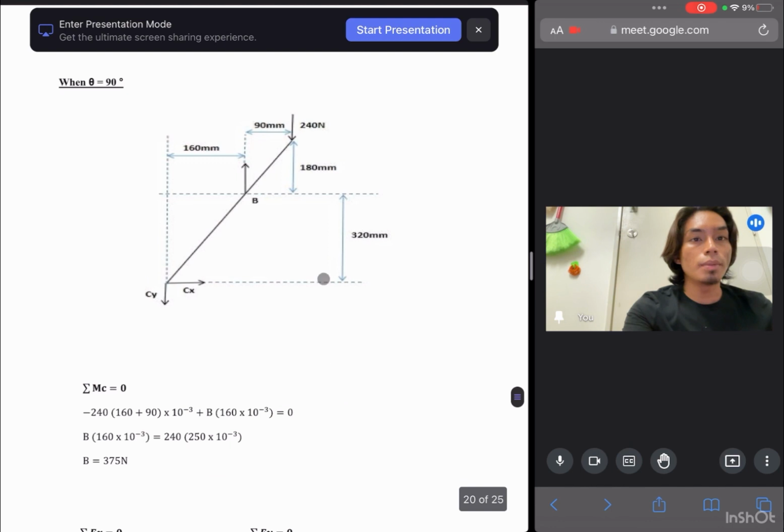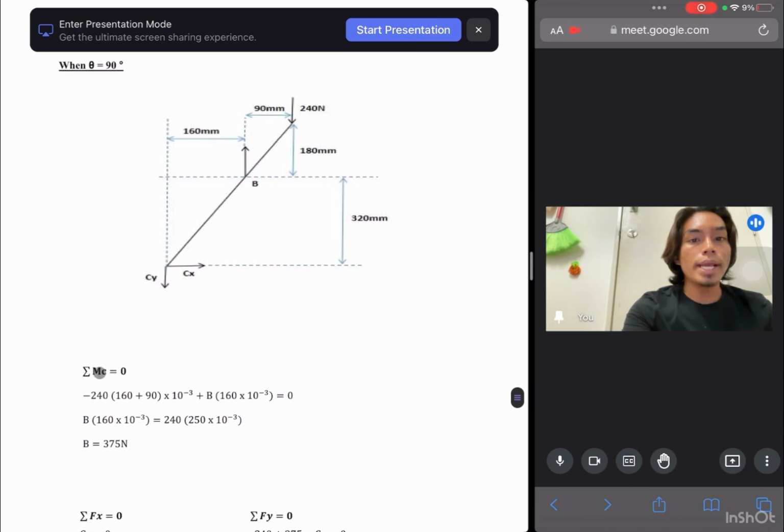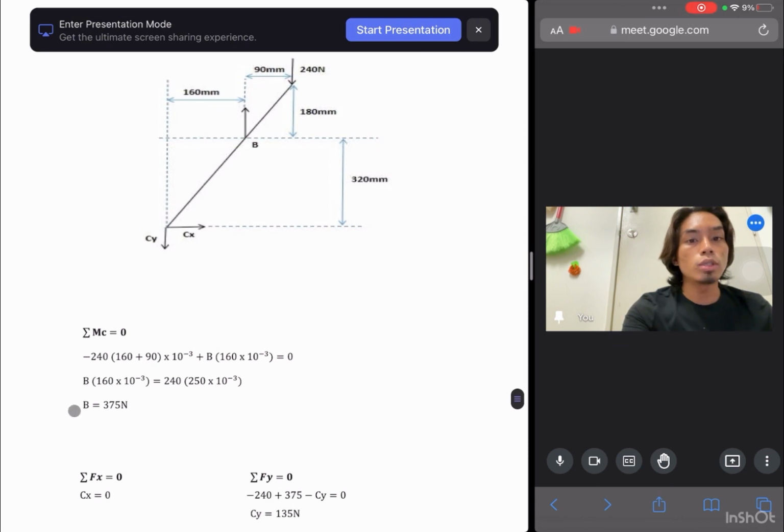So we use the same FBD, but a different theta, when theta equal to 90 degree. So for moment at C equal to 0, negative 240 Newton times 160 millimeter and 90 millimeters for this distance, plus this B times 160 millimeter. So we can get B is equal to 375 Newton.